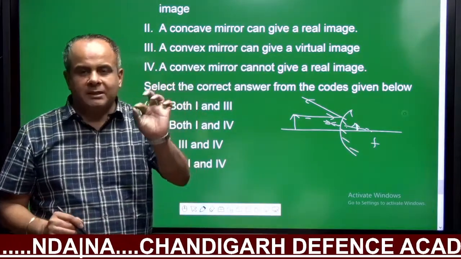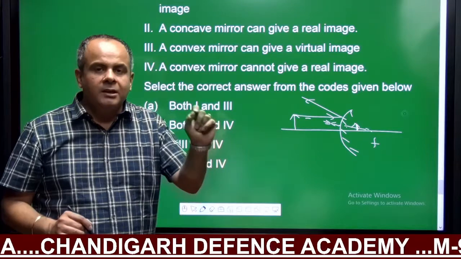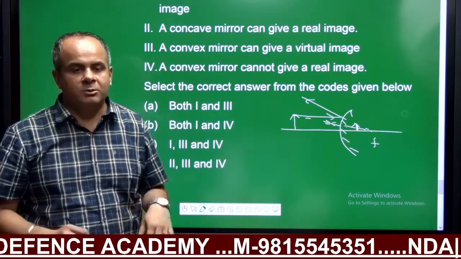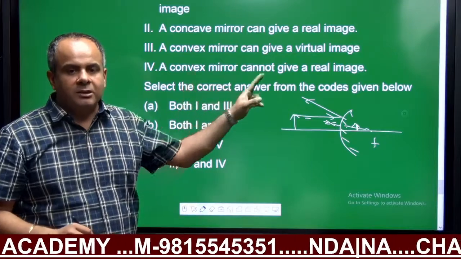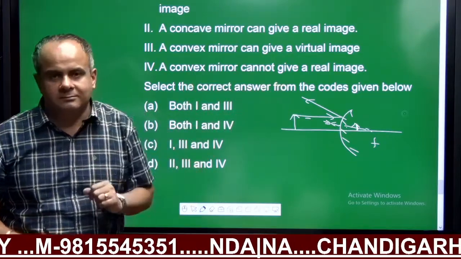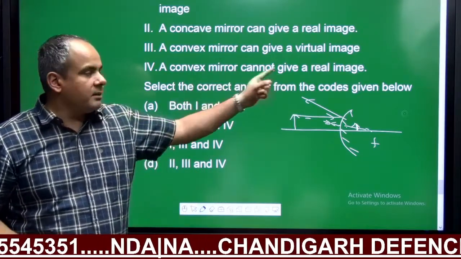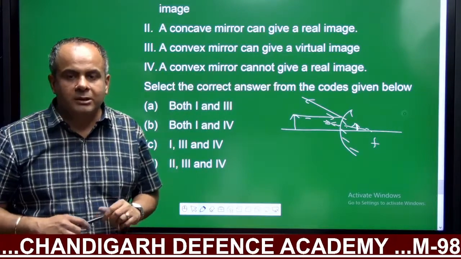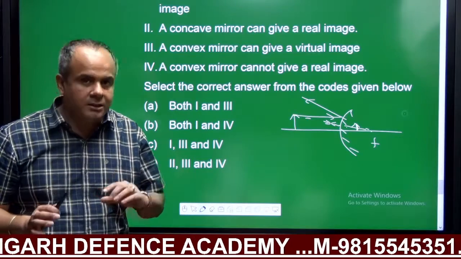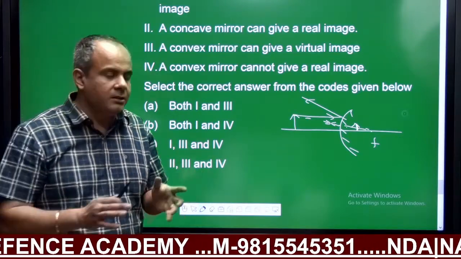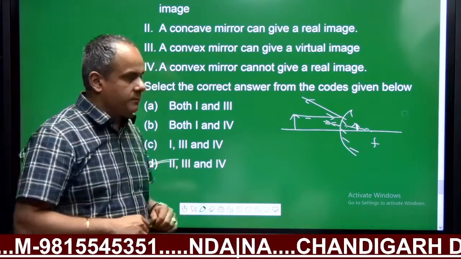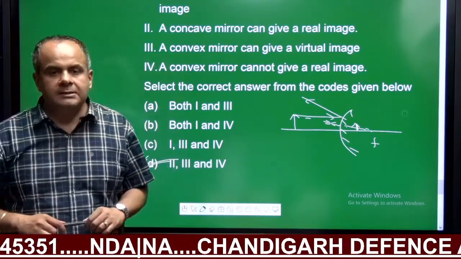Diminished image बनाता है. Convex mirror कल भी सीखा था हमने. Convex mirror always makes the diminished image and moreover it always makes the virtual image. A convex mirror cannot give a real image. सही है. Last statement. A convex mirror cannot give a real image. तो ये रे डायग्राम आपको थोड़ा सा आइडिया होना चाहिए concave mirror का और convex mirror का. Based on this, answer to this question is D. 2, 3 and 4. These are the correct statements.